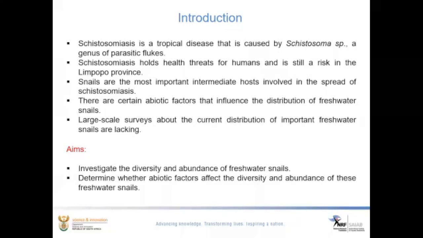Freshwater snails are the most important intermediate hosts involved in the spread of this disease and include, for example, the Bulinus and Biomphalaria genera. Some invasive snail species also occur in South Africa and can affect the distribution of the native snails and thereby the distribution of this disease. Various abiotic factors can influence the distribution of freshwater snails, such as habitat and water quality. Unfortunately, not much research has been done on the current distribution of important freshwater snails.